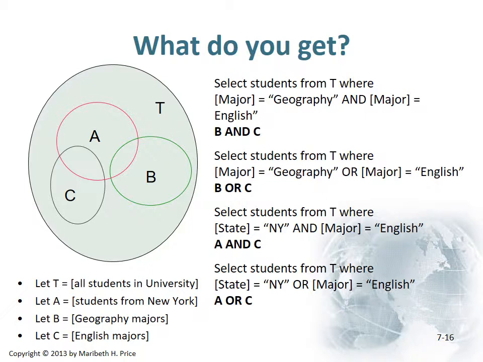Here's some more examples using our same data universe. I'm selecting from T where major equals geography and major equals English. B and C. Selecting from T where major equals geography or major equals English. B or C. Okay. Selecting students from T where state equals New York and major equals English. A and C. Select students from T where state equals New York or major equals English. Then A or C.